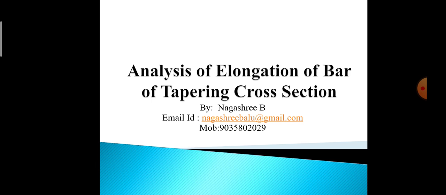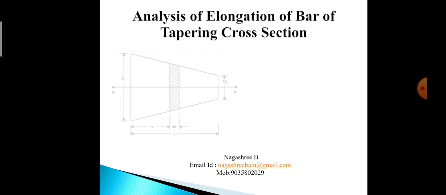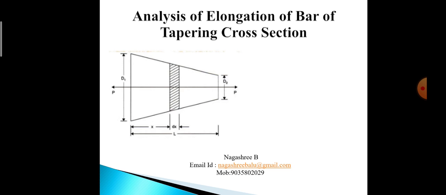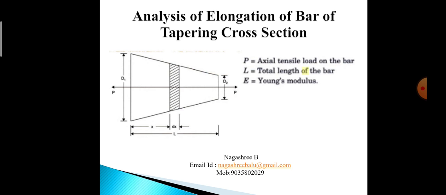Today I'll be discussing a concept of how to analyze elongation of a bar of tapering cross section. So here I have taken a bar which is uniformly tapering and has a circular cross section. Here you can observe D1, the diameter at one end, which is the larger diameter, and D2, the smaller diameter at the other end. L is the total length of the bar, and E is the Young's modulus, which remains constant throughout because it is made of the same material. And let P be the axial tensile load acting on the bar.